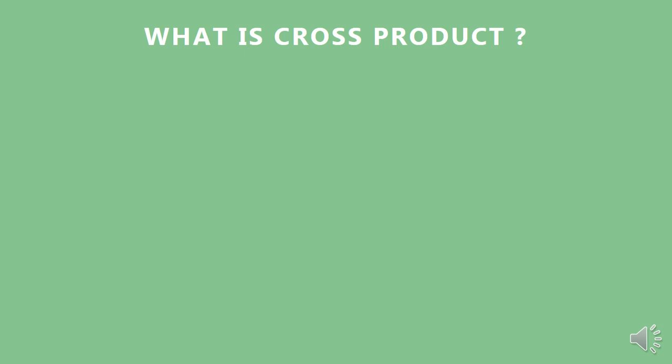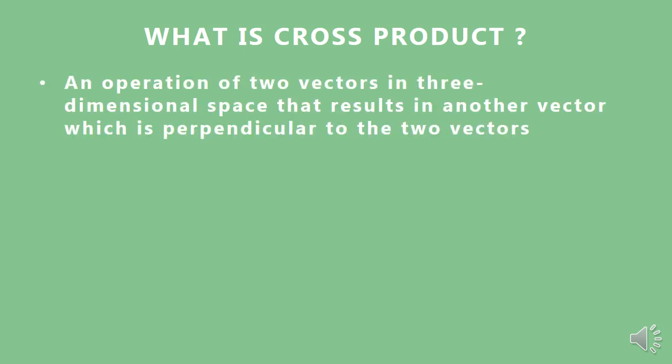So what is cross product? Okay. Cross product is an operation of two vectors in three-dimensional space that results in another vector which is perpendicular to the two vectors. So from here, we can conclude that the result of the cross product of two vectors is a vector that is perpendicular to the original vectors.